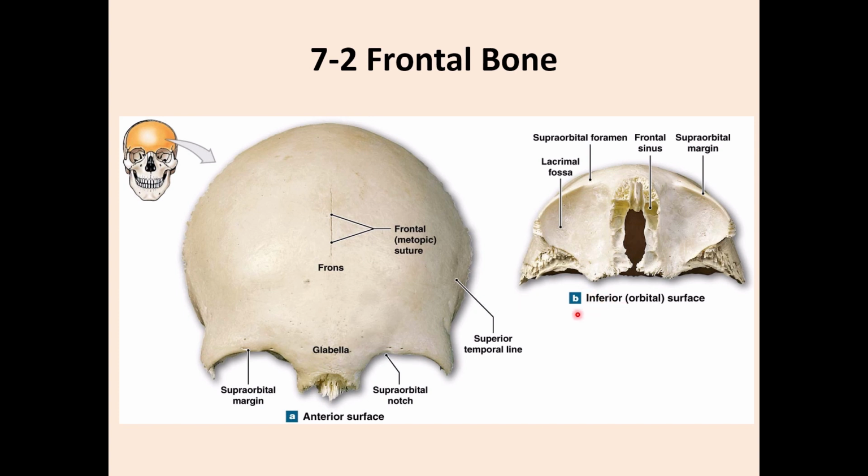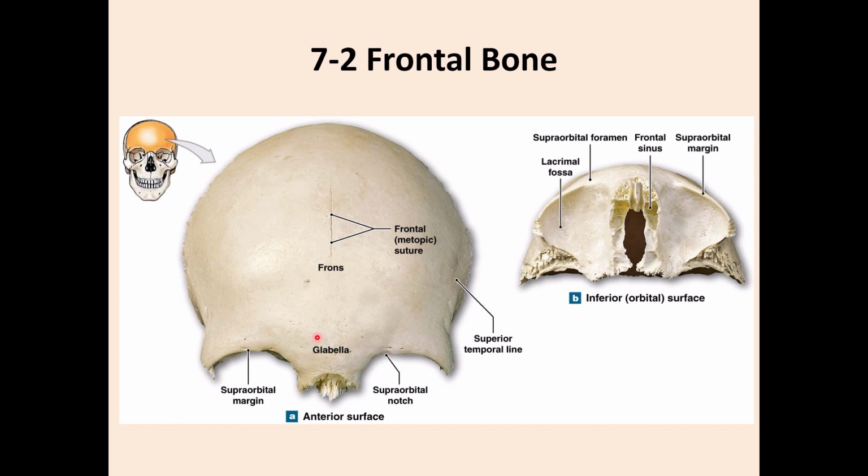And if you look at it from inferior to superior, going from the bottom looking upward, this is making the roof of the orbital cavity. In the middle you have the frontal sinus, and some people may get a headache if they have sinusitis. This area that you see is the margin, and here is the supraorbital notch, and above that is the foramen.